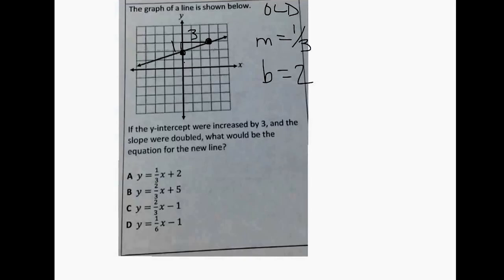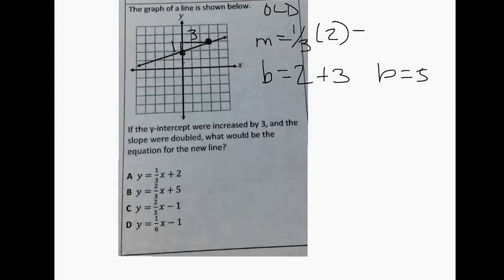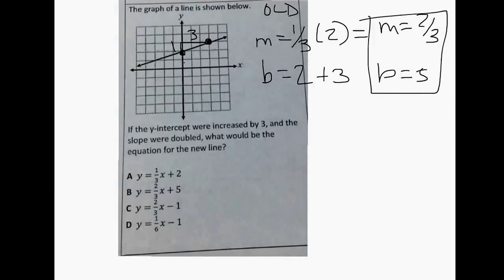Now, I'm supposed to increase this by 3. So that means my new b is going to be 5. 1/3, I'm supposed to double this, so 1/3 times 2. My calculator tells me that 1/3 times 2 is 2/3, so I'm looking for something with 2/3 and 5 in it. No, yes, no, no. So there's my answer.